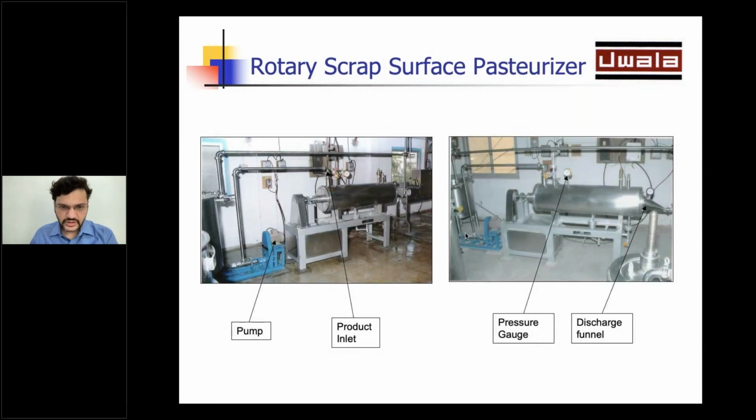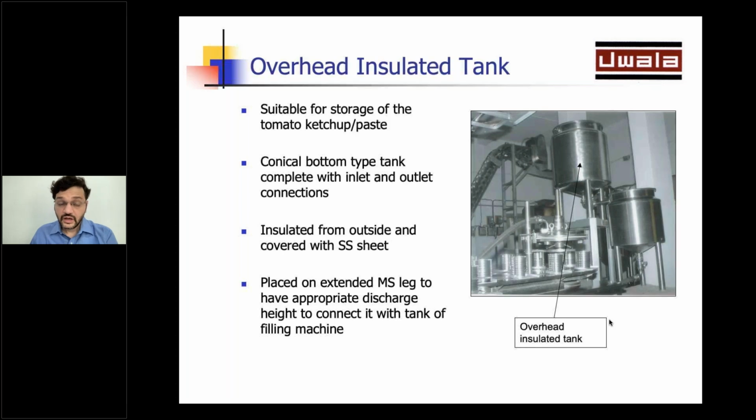So this is how the pasteurizer looks as part of the line. From the screw pump, the product enters the tube from the product inlet. There are temperature gauges, pressure gauges, etc. And from the discharge funnel at the other end, the product is discharged. After the product is pasteurized, we have done the basic processing of the product. Now it is ready for filling.